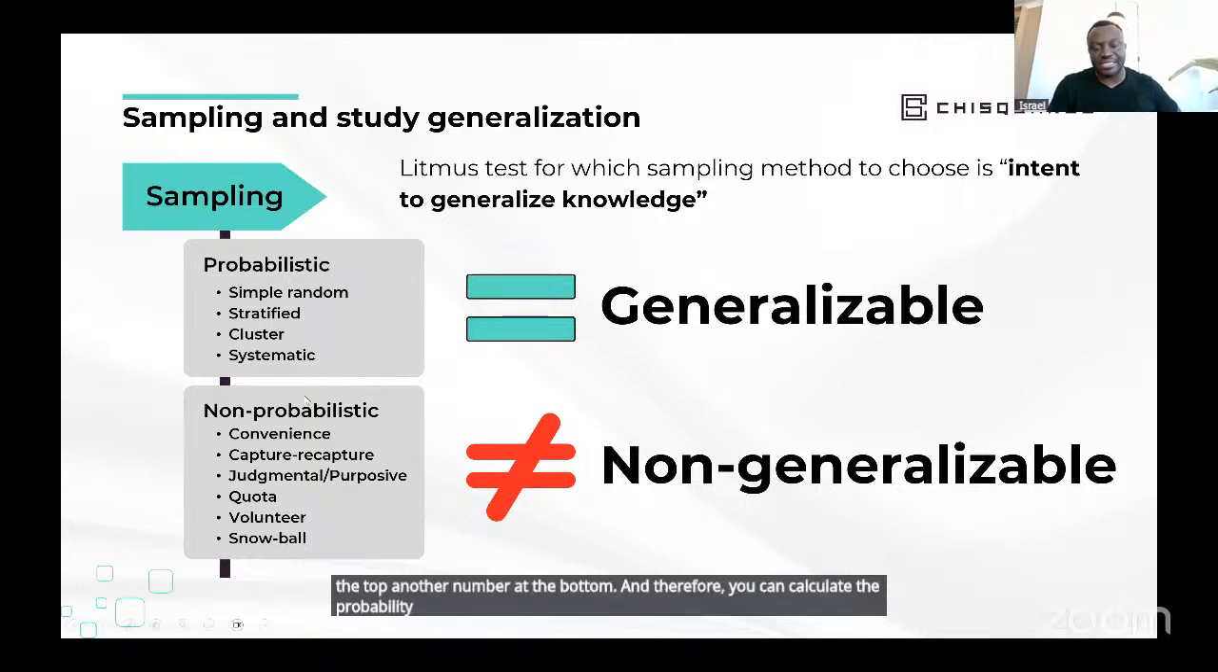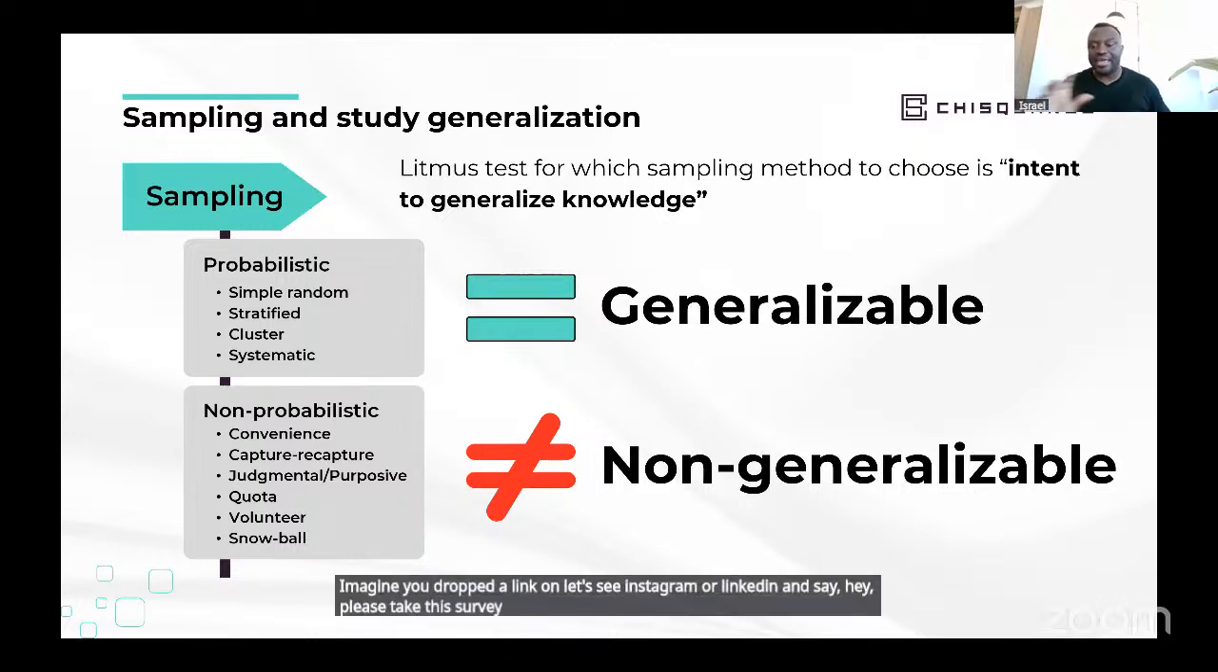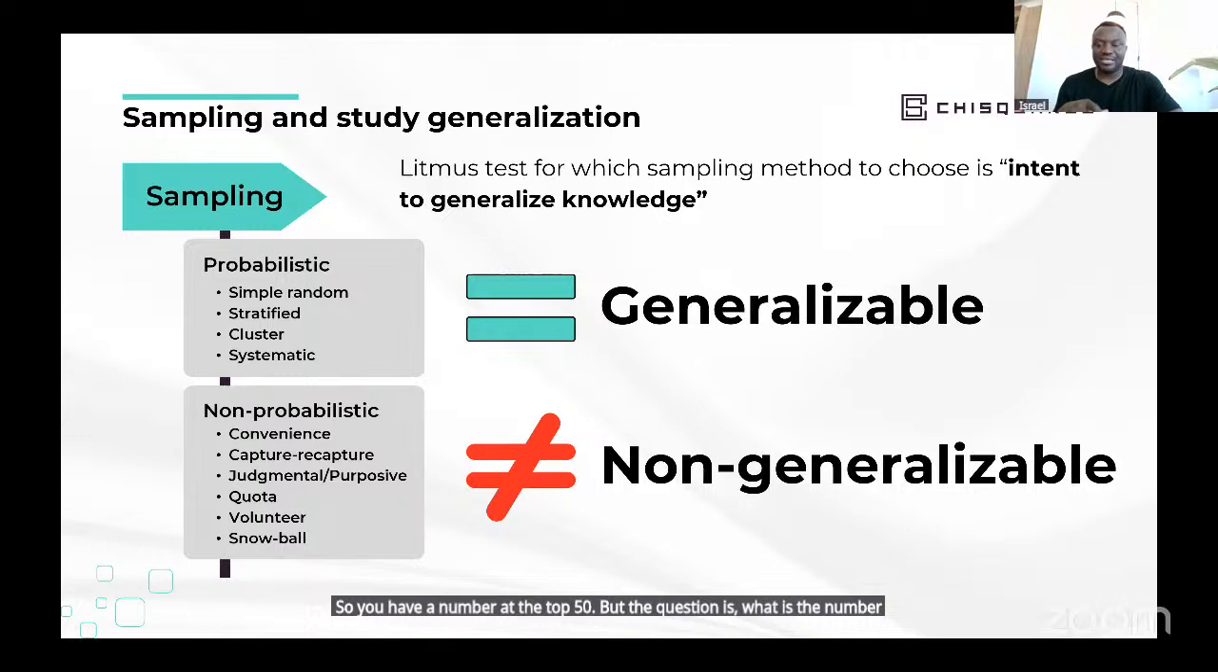With non-probabilistic sampling, it's so called because you have a number at the top, but you don't have a number at the bottom. Imagine you dropped a link on, let's say, Instagram or LinkedIn and say, hey, please take the survey. And eventually, at the end of the day, 50 people take the survey. So you have a number at the top, 50. But the question is, what is the number at the bottom? You don't know that number. And because you don't know that number, you can't calculate the probability.